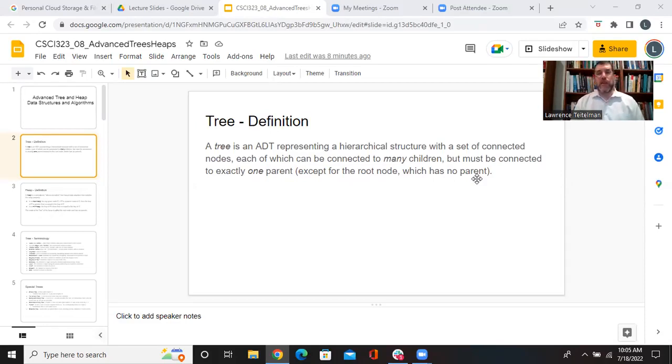Okay, so the nodes are connected to each other, and a node could be connected to many children, but it should have only one parent. All right, there are ideas of inverted trees where the root is on the bottom. We're not going to talk about that today. Okay, so that's a tree.